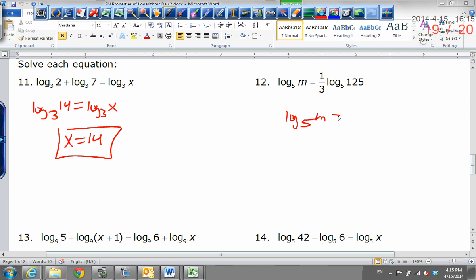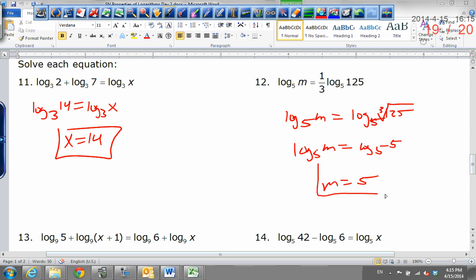Log base 5 of m equals the cube root of 125. That's what 1/3 means. Well, that's 5, so that means my m has got to be just 5. Easy peasy. Last two.